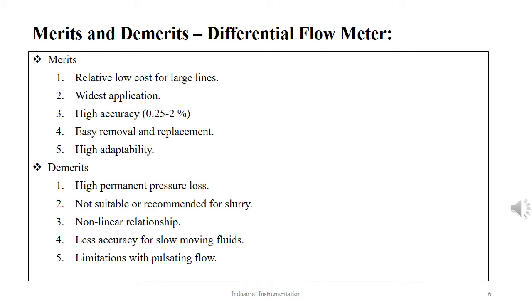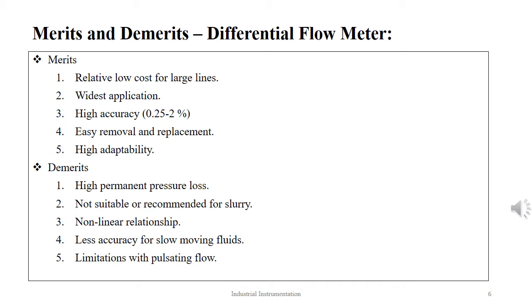Here given is a list of advantages and disadvantages of differential flow meters. The advantages of differential flow meters are that they are of relatively low cost for large pipelines. They offer the widest application coverage for any type of meter. They offer very high accuracy, somewhere between 0.25 and 2%. They can be easily removed without tripping the entire process, and they are highly adaptable.